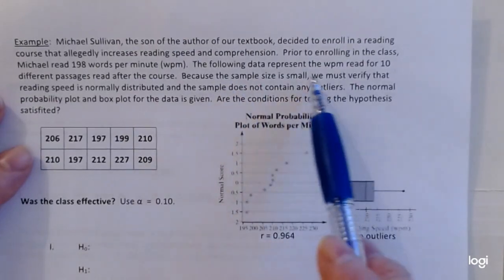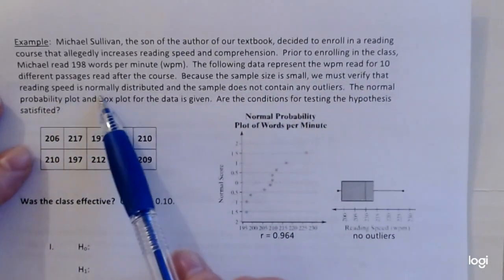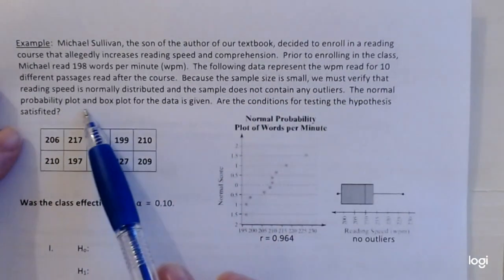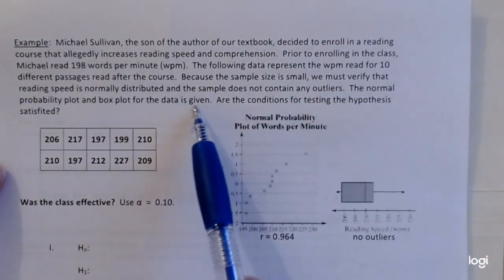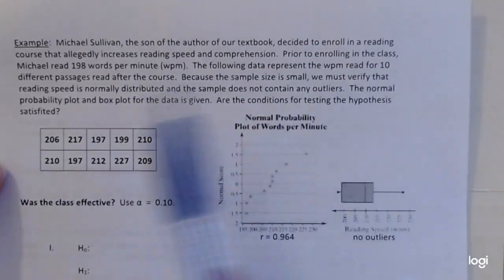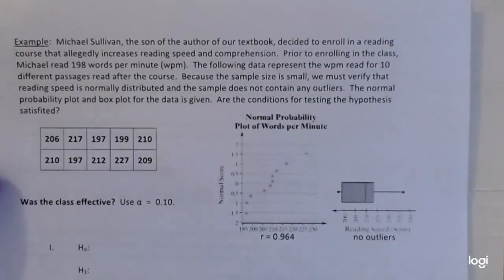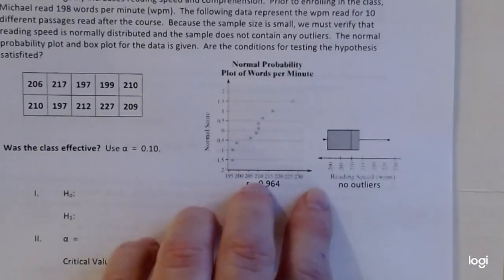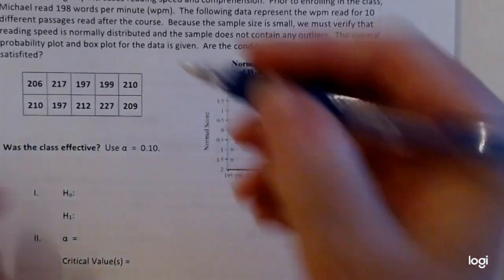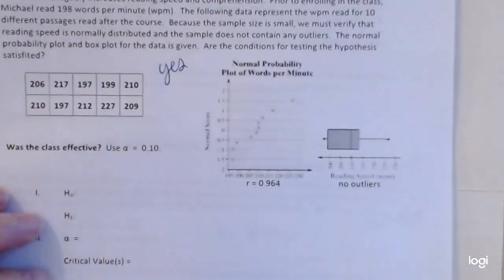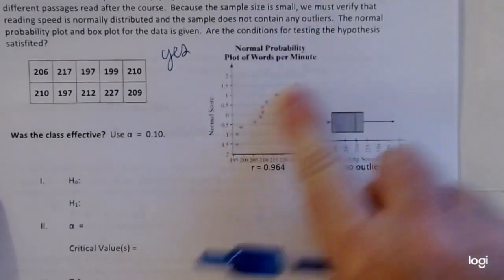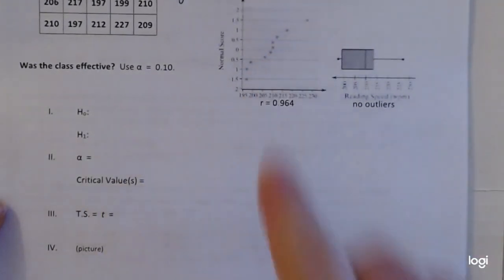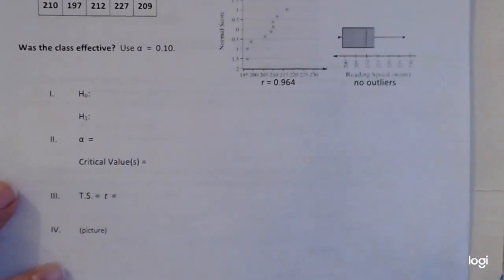Because the sample size is small, we must verify that reading speed is normally distributed and the sample does not contain any outliers. The normal probability plot and box plot for the data is given. Are the conditions for the testing hypothesis satisfied? And that is a yes. The information is over here, and so that is a yes, and we're not gonna mess with that here. This is a plot that indicates that these are normally distributed.